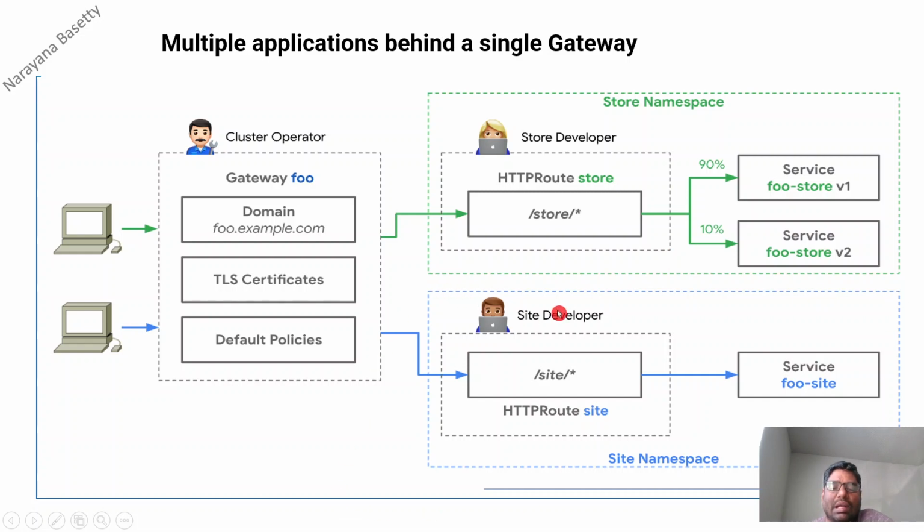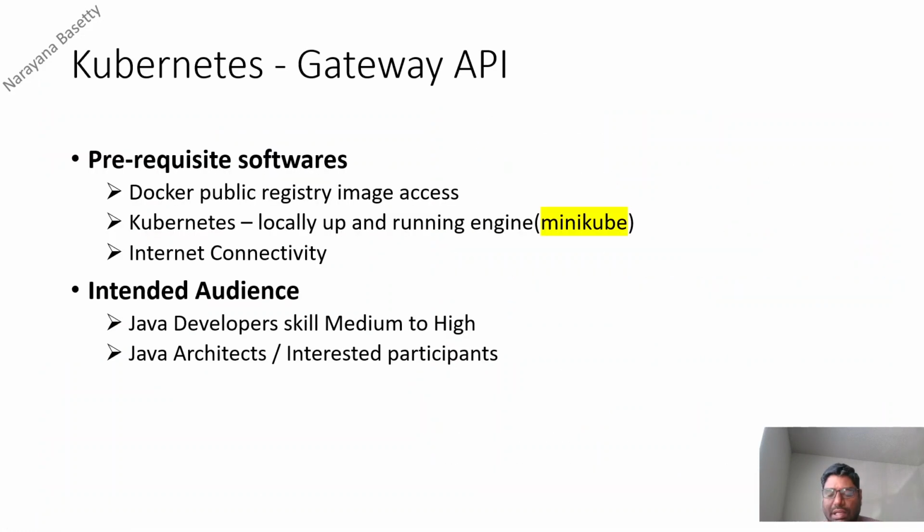And now another developer who is building a site, whenever anything comes with foo.example.com/site followed by anything, it has to be dispatched to this namespace, and the request will be dispatched to foo site. This will be hosted behind many pods. That's how this product has been designed. So how flexible it is. You are all following a single standard and defining as per your needs. So that is the concept. Okay.